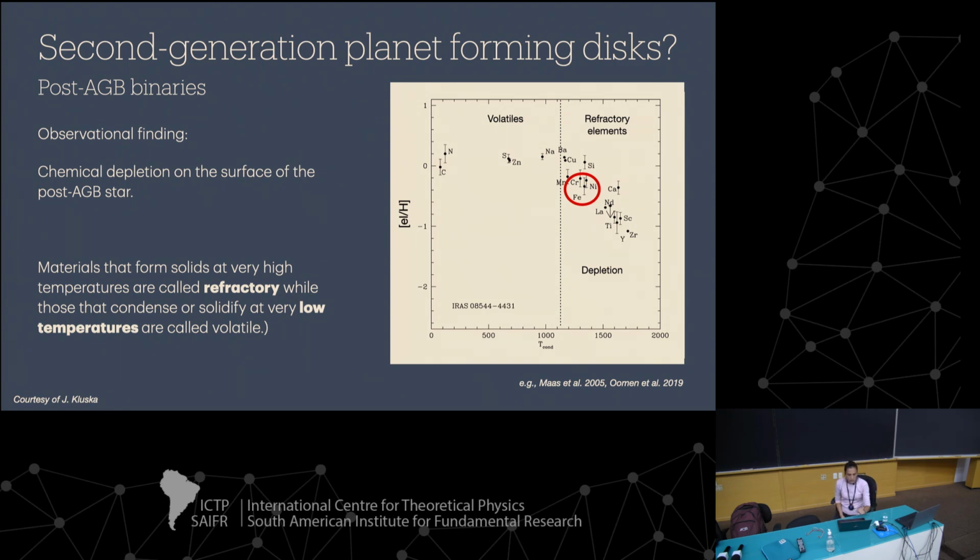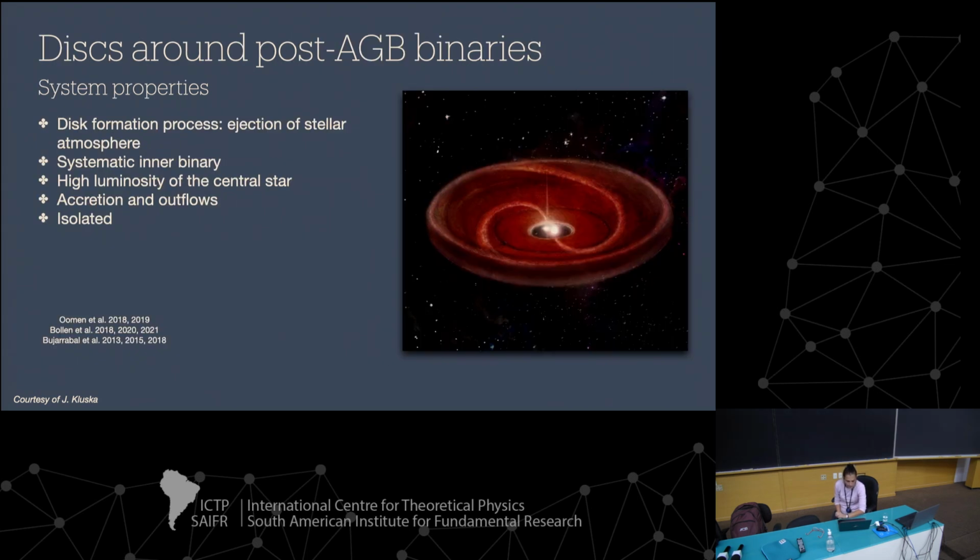So they found, well, there were already some detections of depletion of refractory material for post-AGB stars. But later on, it was confirmed again by the collection of these 85 stars in the galaxy. And I will tell you later why this is important, but just keep this in mind.